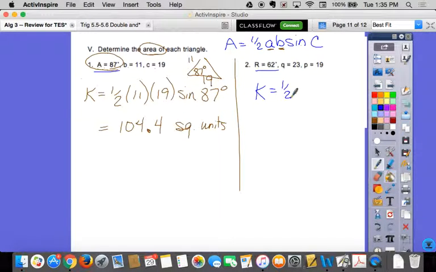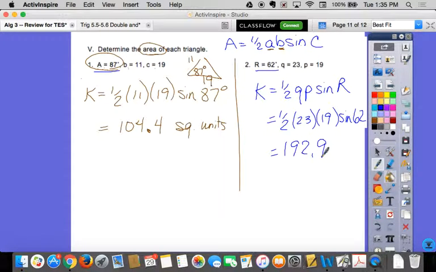Same idea here. For some reason, the letters might be a little weird, but the principle remains the same. So you've got 1/2, and we've got a 23, a 19, and sine of 62. Pop it in your calculator. It goes straight to 192.9 square units. So if you want to go to 193, that's perfectly okay with me. Alright, so that's that type.